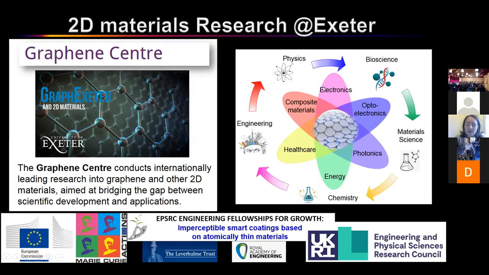Across the past decade at Exeter, we have had various funding which has enabled us to build on research on graphene and in general 2D materials. We have a Center for Graphene Science, but are also focusing more and more on other 2D materials. We work across physics, engineering, materials science, chemistry, and also a little bit of bioscience, looking to do scientific development in these areas, but also to bridge the gap between these very exciting scientific developments and applications in various sectors such as electronics, optoelectronics, photonics, energy, and so on.